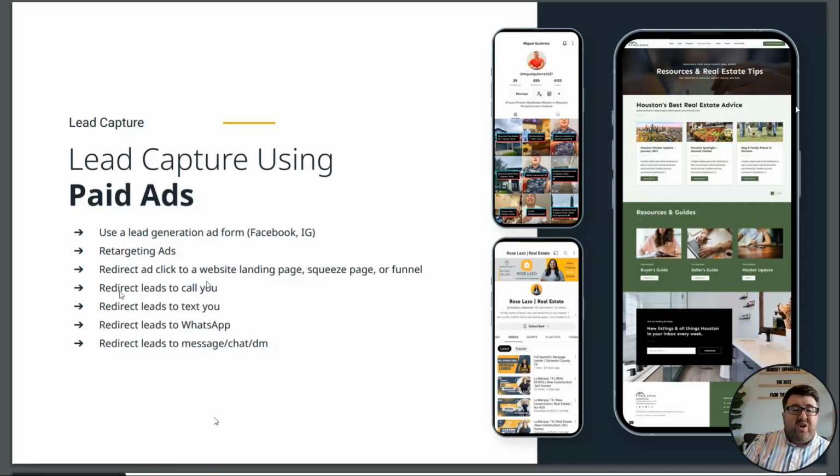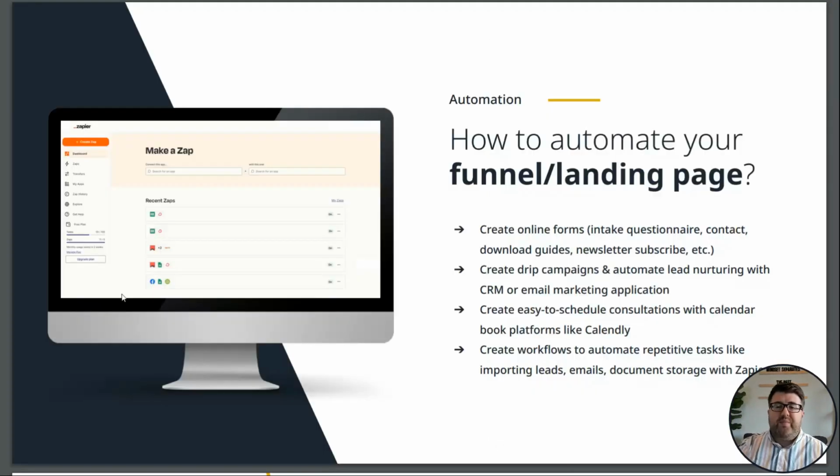You can redirect leads to call you. And the moment they click that call button, you can have a zap that allows that number to get imported into your database and saved. And then obviously they call you. Same thing with text messaging, WhatsApp, whether they text your Facebook page, their chat or the DM, it's all integrated with something using Zapier. So talking about those methods, how do we automate this to get into Zapier?